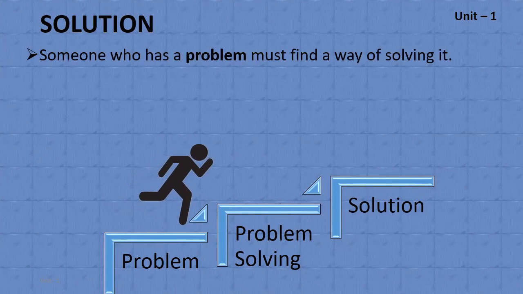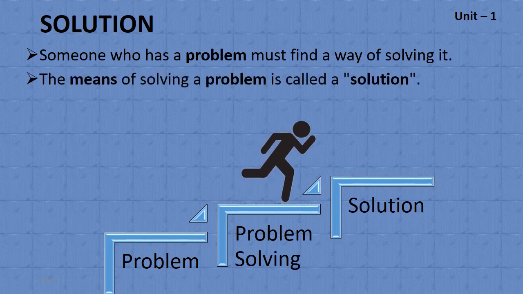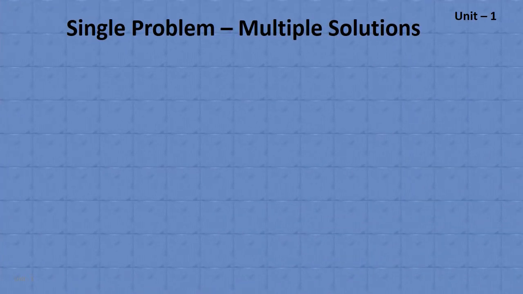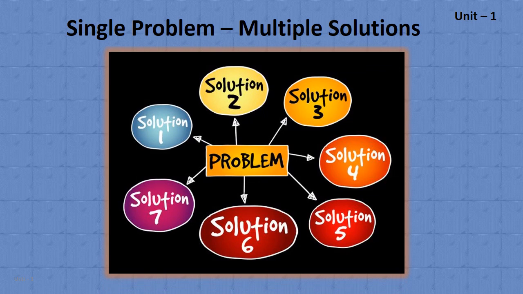So, what is a solution? Someone who has a problem must find a way of solving it. The means of solving a problem is called a solution. Remember one thing, a single problem has multiple solutions. You have to be wise enough to choose the best one among these.